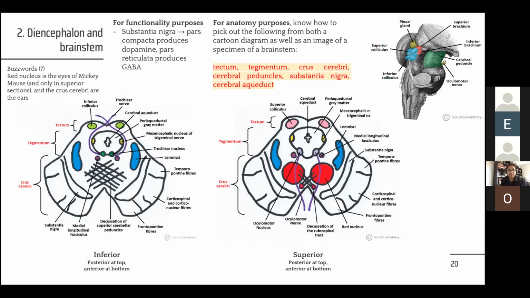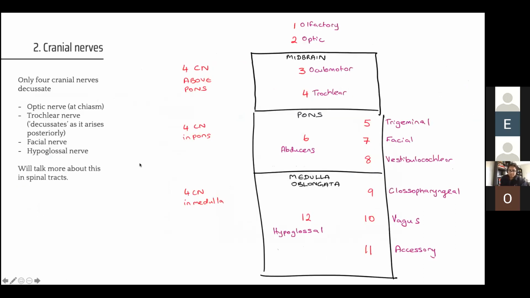Cool. Okay. Cranial nerves. I'm not going to go through what cranial nerves do because that's not a great use of time. In terms of cranial nerves, there's only four that technically decussate, and by decussate I mean cross over. The optic nerve obviously does because it crosses over at the chiasm. The trochlear nerve kind of does because it arises posteriorly and switches around, so the left one always controls the right. The facial nerve also decussates partially, and the hypoglossal nerve decussates as well.